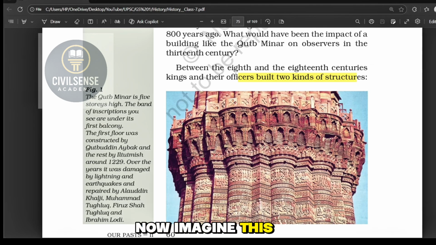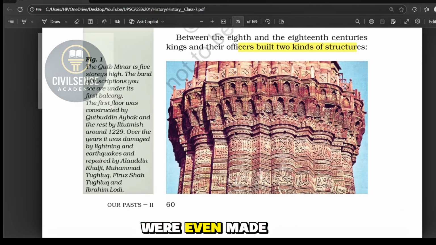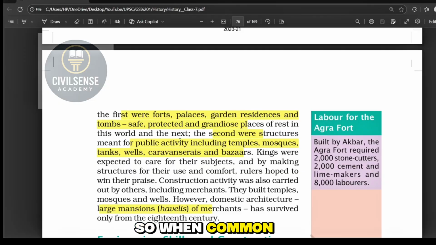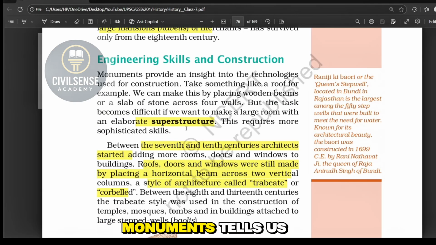Now imagine this, 800 years ago, very few buildings were even made of stone or brick. So when common people saw such a massive tower reaching into the sky, they must have been absolutely amazed. It wasn't just a building, it was a symbol of power, skill and divine blessing. Now, monuments tell us about the technology and engineering of that period.